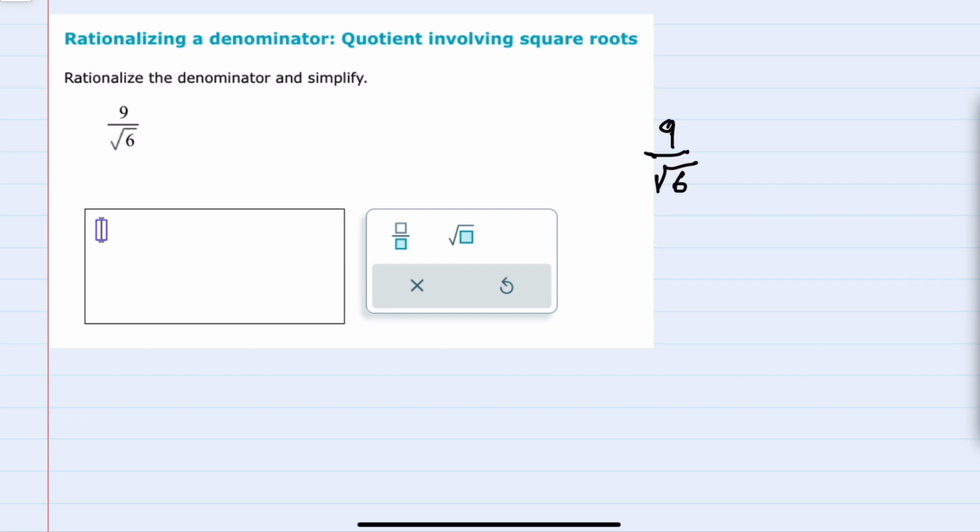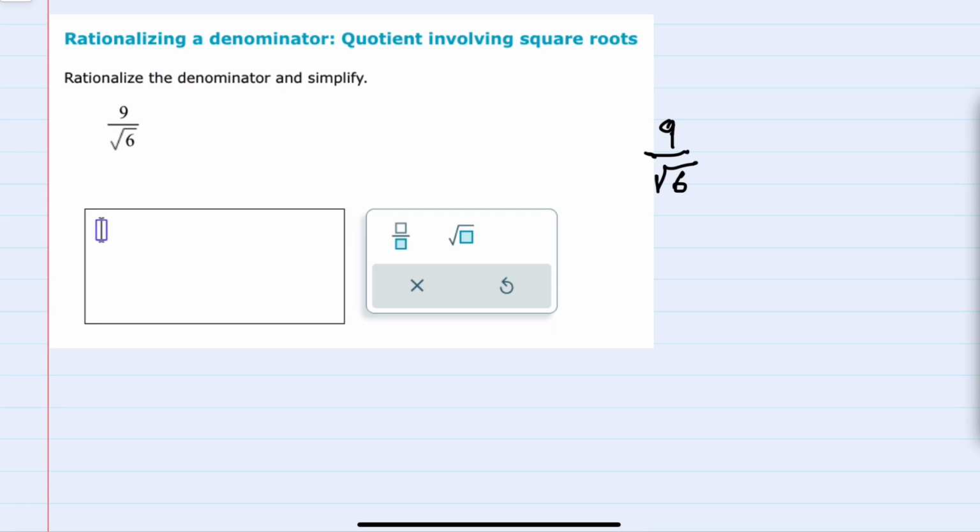And so looking at that square root of 6, the first thing I would try to do if possible would be to simplify the square root. But the square root of 6 isn't one that I can break up into perfect squares, so there's no simplification here that I can do for the square root of 6.